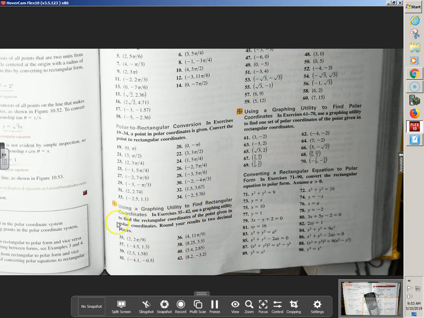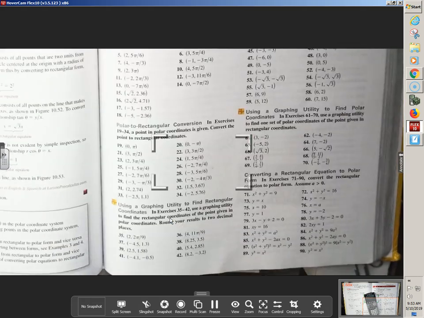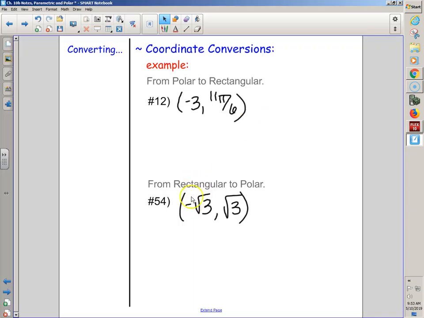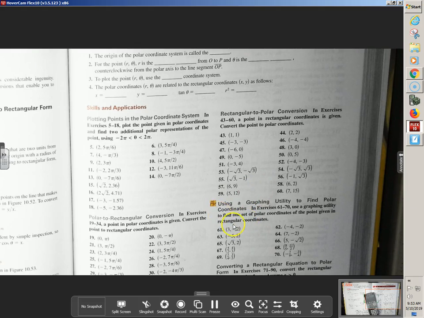Go from x's and y's. Oh, wait, use a graphing utility to find? You can use your calculator? Make sure you have your calculator. After that, then we go rectangular to polar. Oh, hey, that's this example. Then we use our calculator some more.